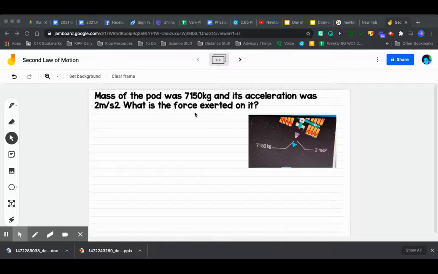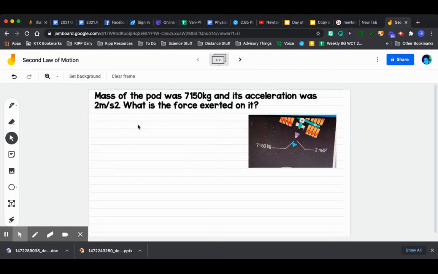Hi, y'all. So let's review the problems that were mentioned in the video, and let's do it our way that we have been learning. Whenever you're given mass and you're given acceleration, you know you are dealing with a Newton's second law of motion problem, F equals ma.